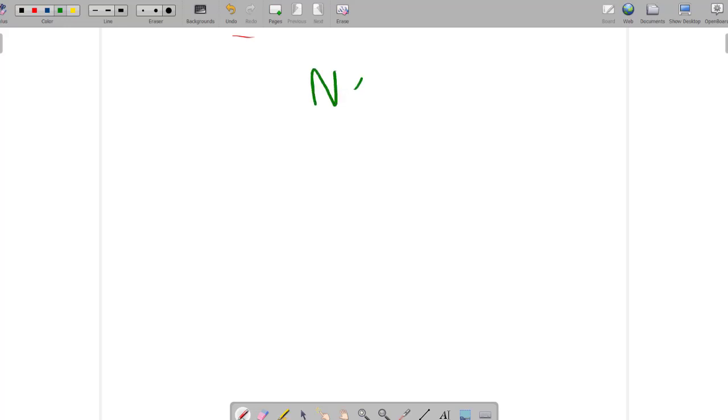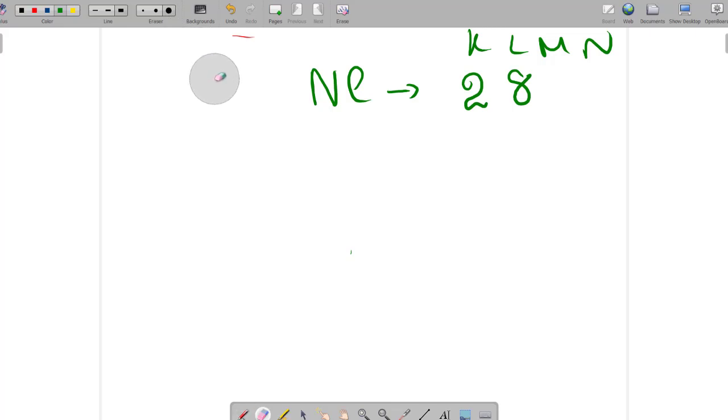And now I will draw neon. So neon is in the 10th position. So 2 electrons can be there in the K, and how many are left? 8 electrons. So we have to put it into the L shell because 2, 8. Right? So you can draw it now. Draw pairwise, L shell onwards.